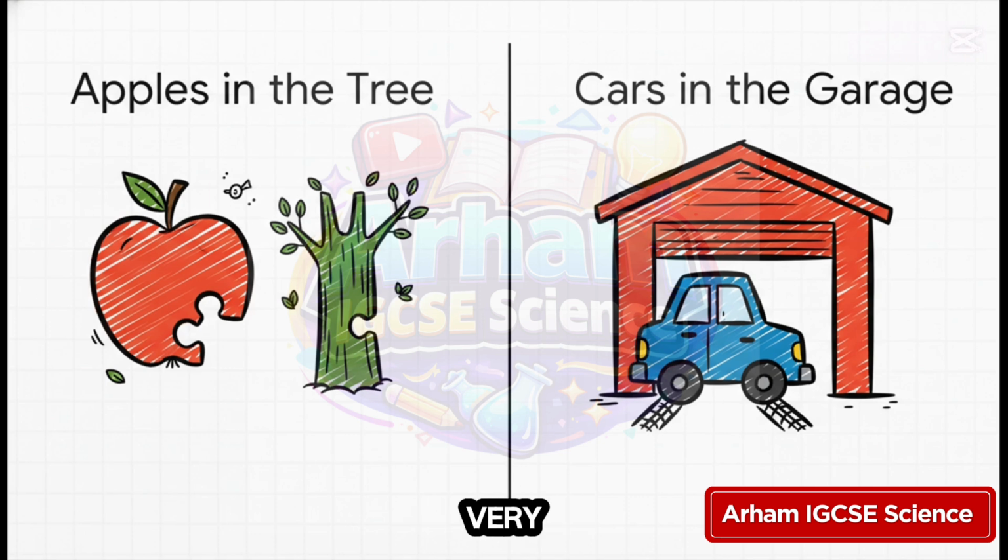Now, the bases can't just pair up with whichever one they want. Nope, there's a very strict rule. Adenine, A, always pairs with thymine, T, and cytosine, C, always pairs with guanine, G. A super simple way to remember this is apples in the tree, A, T, and cars in the garage, C, G. And believe me, this rule is absolutely fundamental to everything DNA does.